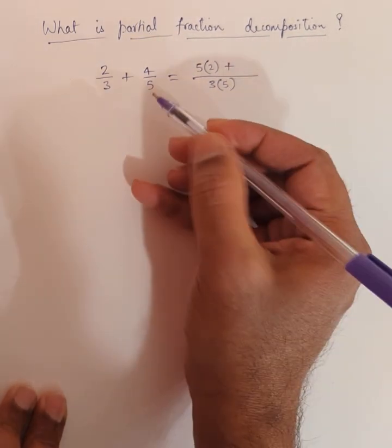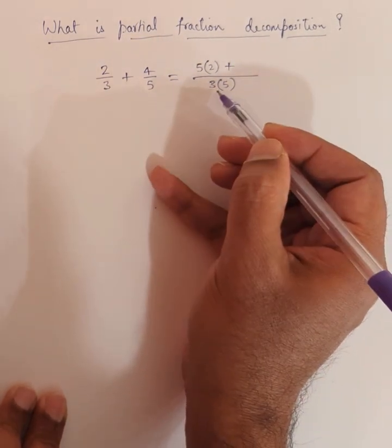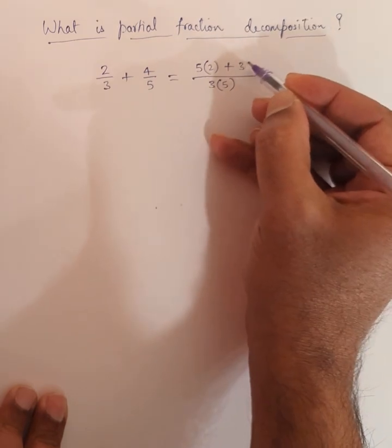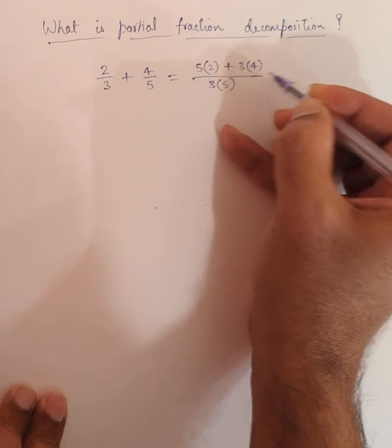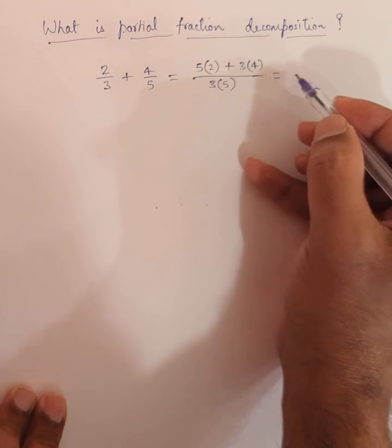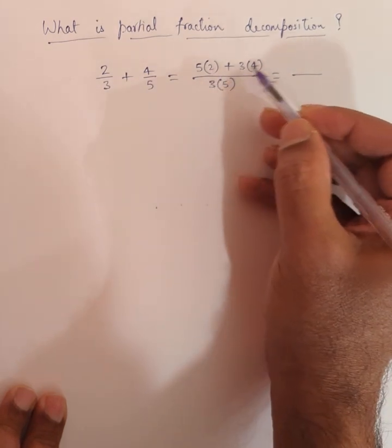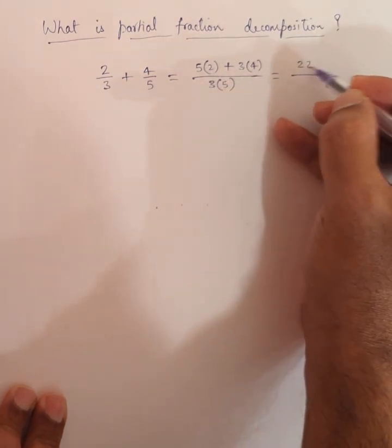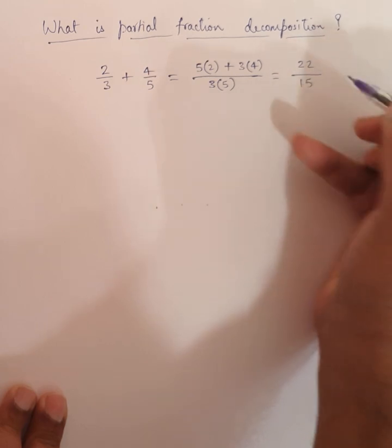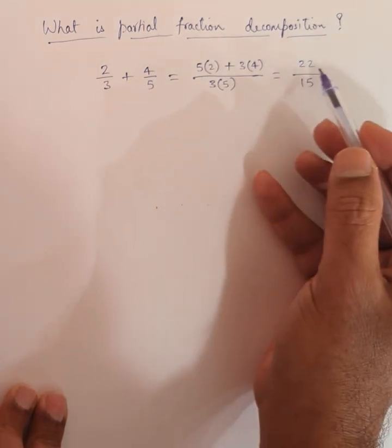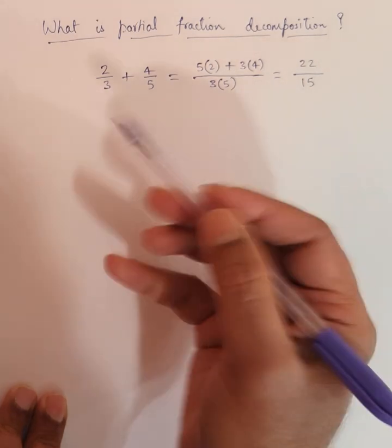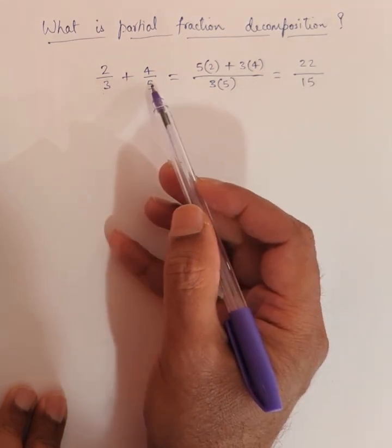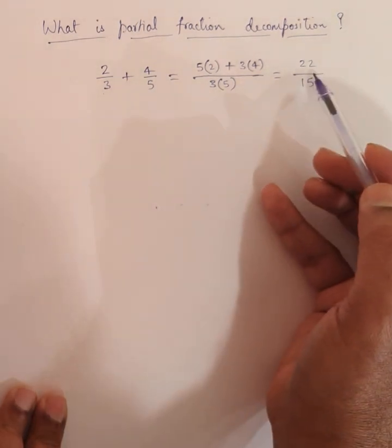And you repeat the story here. Divide 5 into that, you get 3. Write that and multiply with the corresponding numerator, and you can simplify this. This is 10 plus 12, 22 over 15. And then you say that's the answer. So what you have really done is you combined two fractions into one.